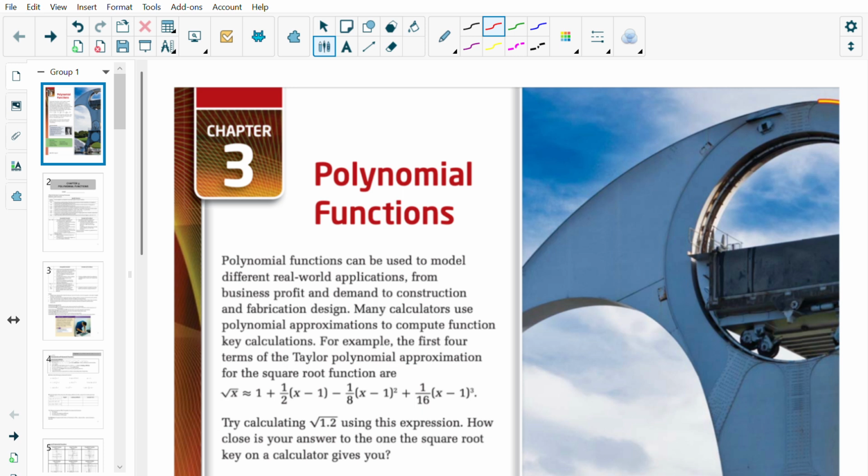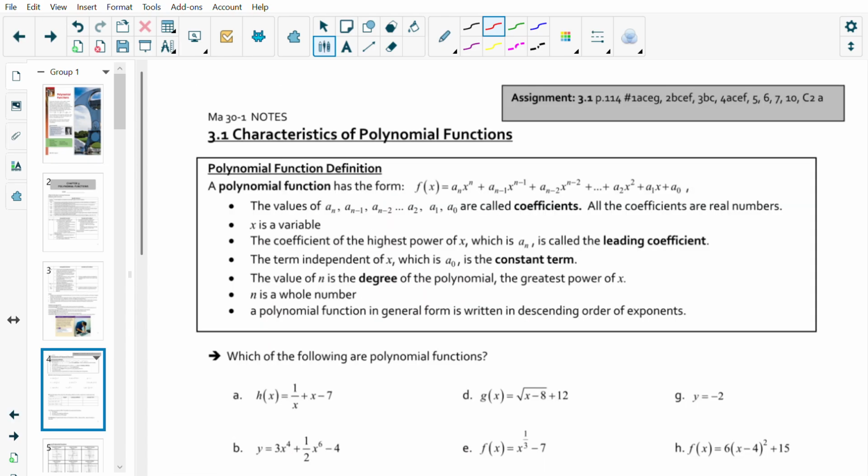Okay, hello everyone. Let's start our first lesson on Chapter 3, Polynomial Functions. So let's get right into it. Characteristics of polynomial functions. So have a read through that. Those are the various definitions of a polynomial function. Importantly, it has this form, okay? And then pay attention to these. So a lot of this is actually review from Math 10C way back in grade 10.